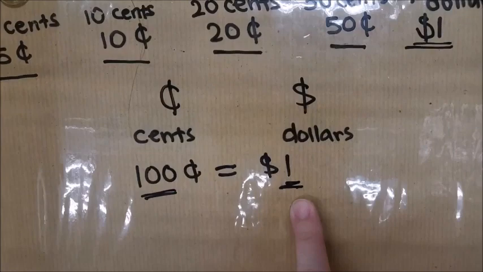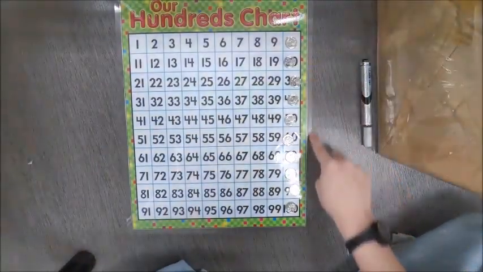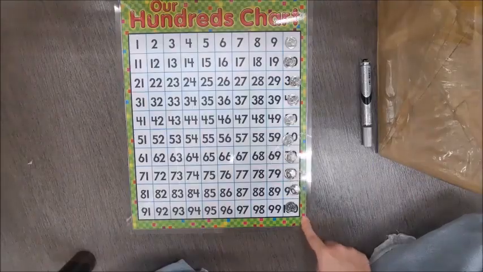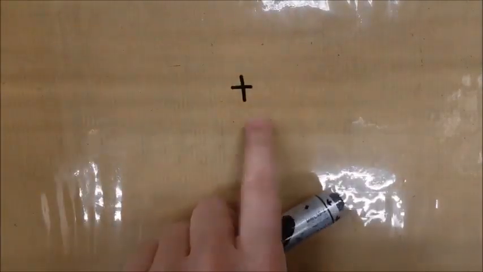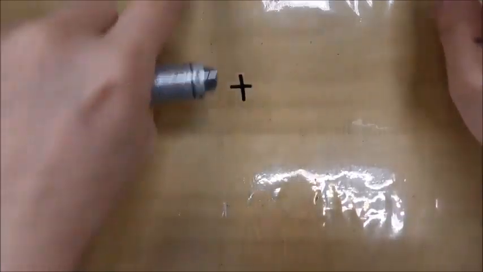100 cents is $1, and so that makes these coins $1. So how can we add coins together? When we add things, we use the plus sign over here, the plus. So this is how we can use it.